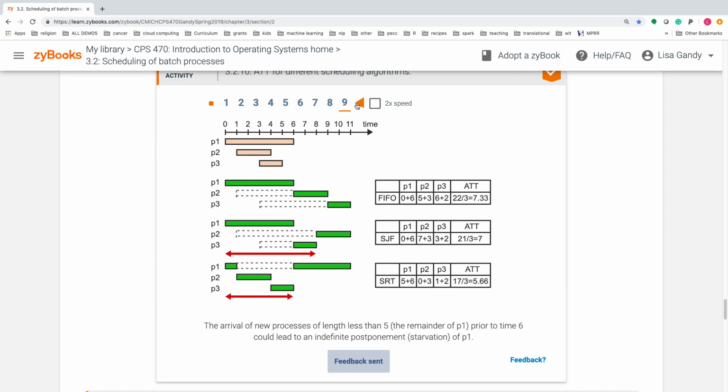The arrival of new processes of length less than 5 prior to time 6 could lead to an indefinite postponement of P1. So that's another, also you can have starvation with shortest remaining time. And so that's just basically comparing the 3.